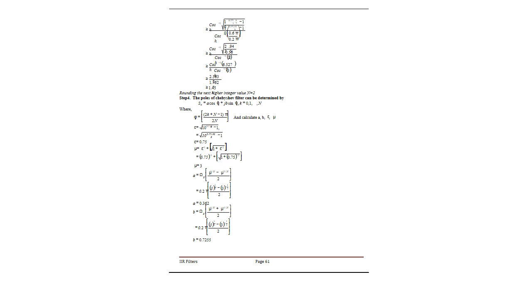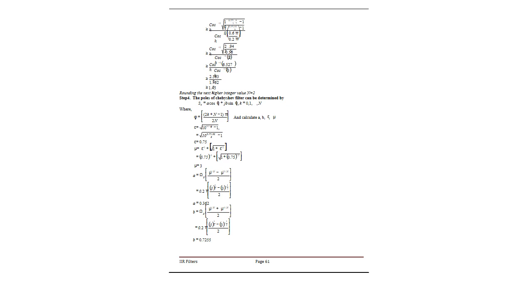Step 4, we have to find the poles of the Chebyshev filter. For finding the poles, we can use the formula s k is equal to a cos phi k plus j b sin phi k, where k is equal to 0, 1, 2, up to N minus 1, and phi k is equal to (2k plus 1) into pi divided by 2N. So calculate the a value, b value, epsilon value and mu value.